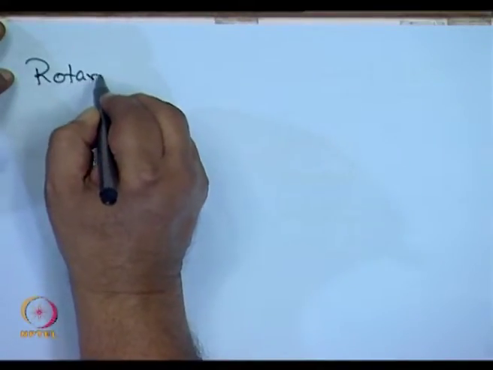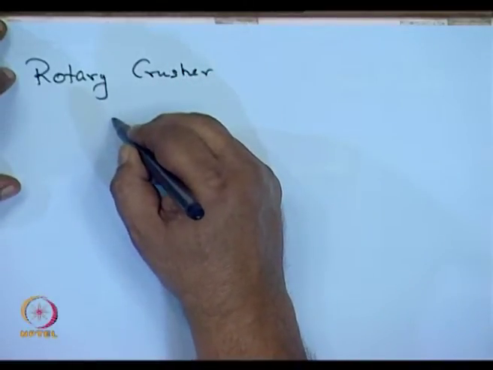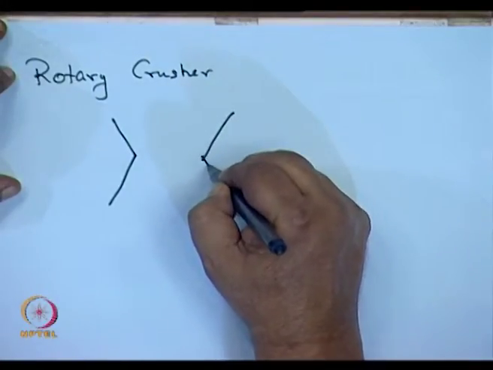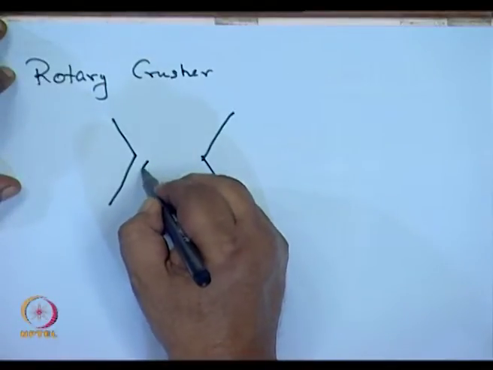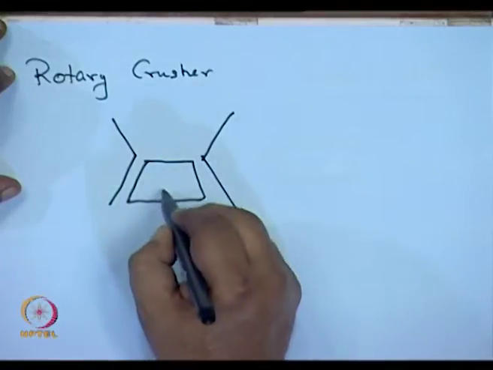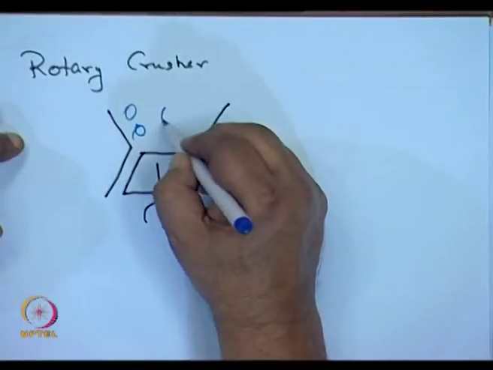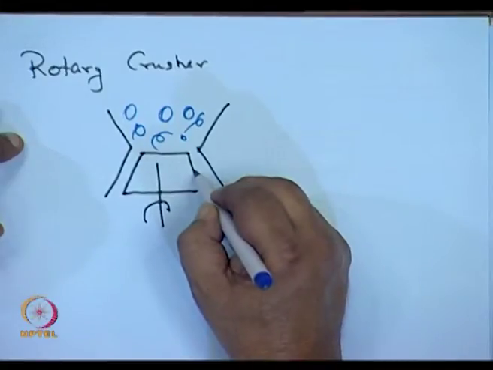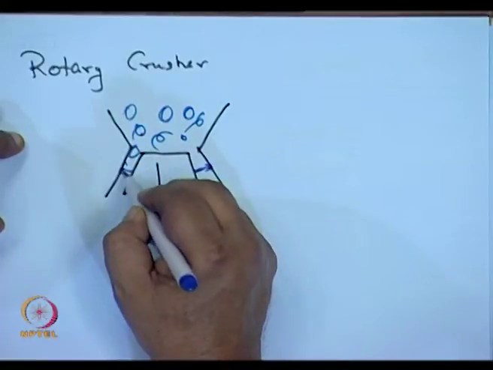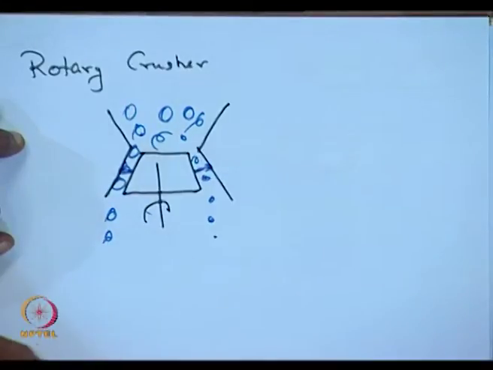Rotary crusher. Basically, if I draw a sectional diagram, what I will have is, this is the outer nozzle, and here there is a solid piece that is rotated, and the feed material is fed through here. By manipulating this distance, as this rotates, this feed material gets in and is crushed down to finer and finer sizes as it passes through here.